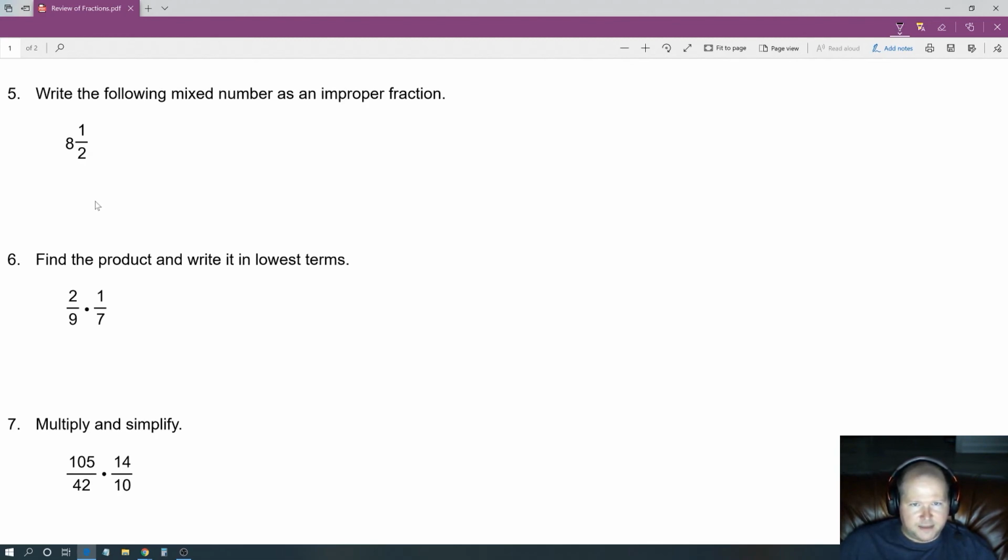Okay, so we're going to do the same thing we did with turning an improper fraction into a mixed number, but in reverse. So we're going to take the whole number, multiply it by the denominator, and then add the numerator, right? So again, we're going to take the whole number, multiply it by the denominator, and then add the numerator. So 8 times 2 is 16. 16 plus 1 is 17. And we stick it right back over the old denominator of 2.